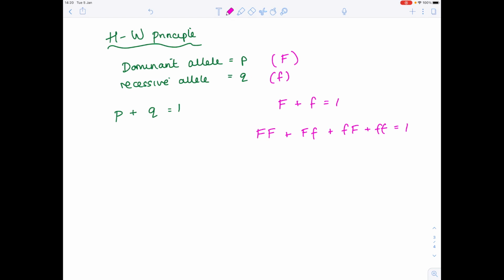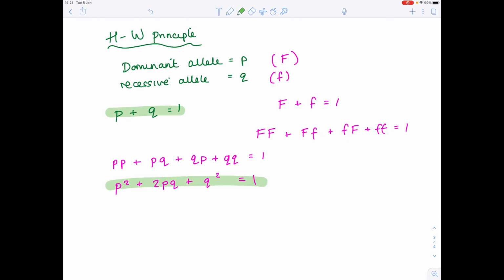Because in the Hardy-Weinberg Principle we use P to represent capital F, because it is the dominant allele, we can therefore write this. And remember that we use Q to represent our recessive allele. Let's gather together our terms. So P times P, remember, is the same as P squared. We've got 2PQ if we add PQ and QP together, and then we have Q squared.